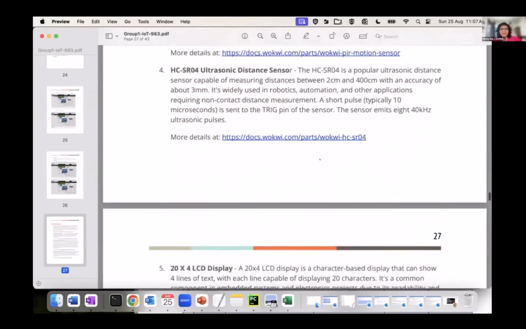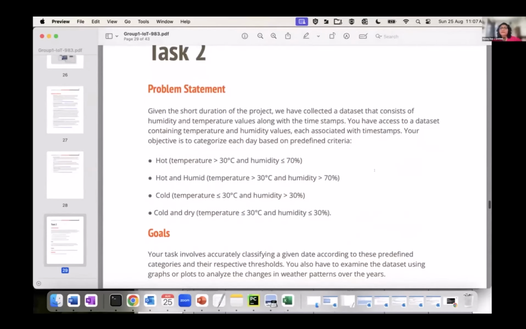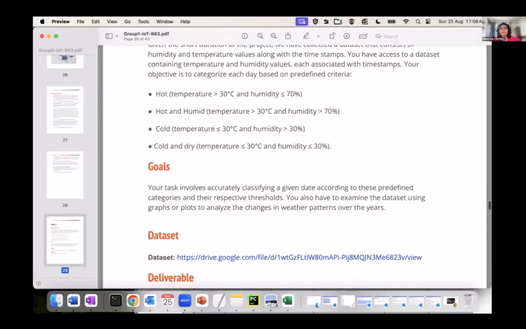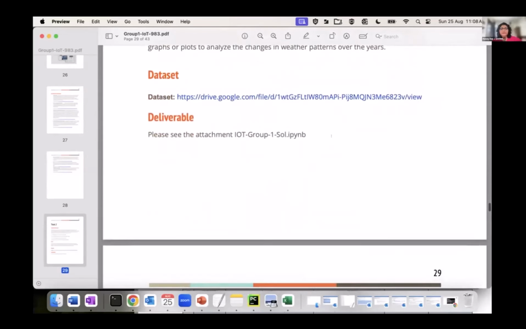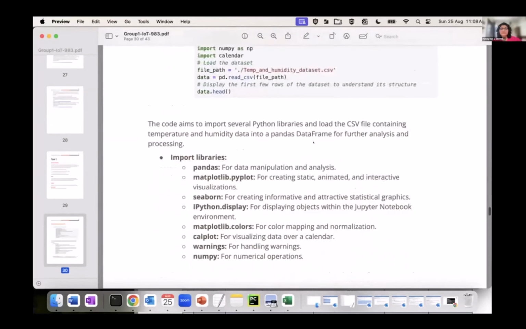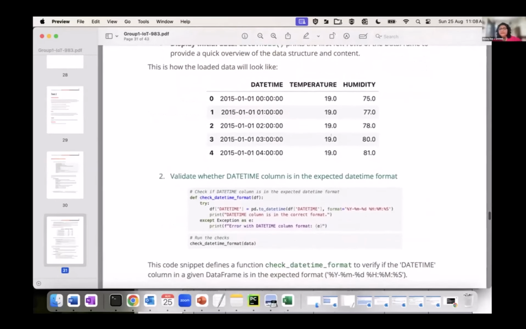Component specification we already covered, and then finally task 2, wherein our problem statement involved having a use case where a complete data set with different temperature and humidity values across different dates and different times were shared, and we had to classify that data based on the thresholds that were given in the problem. So the deliverable has been shared in the form of the IPYNB file, and then we have used different sorts of libraries to analyze the data and to present it.